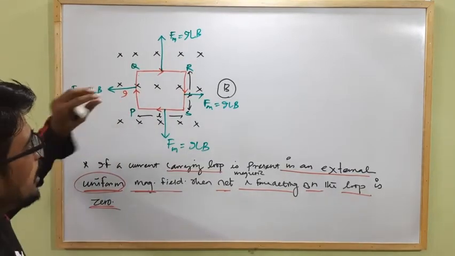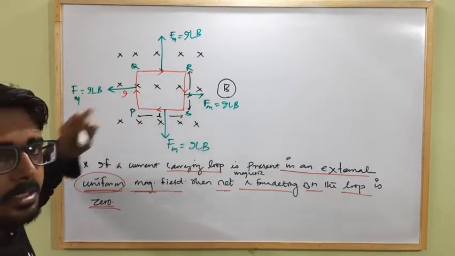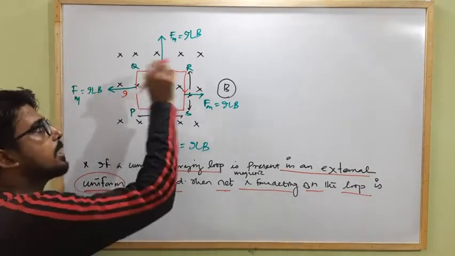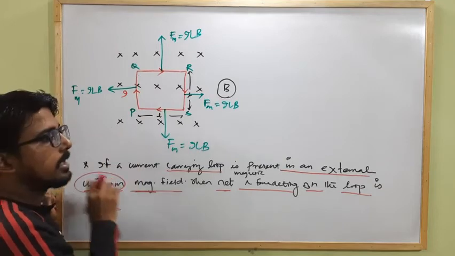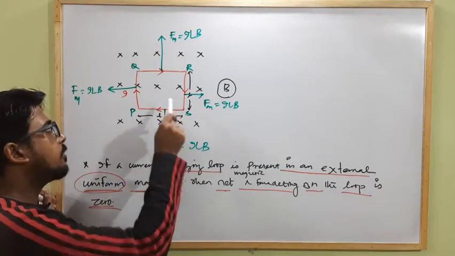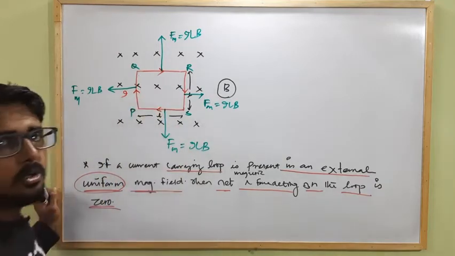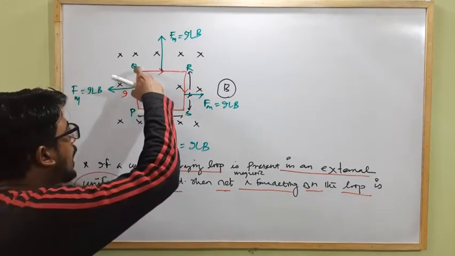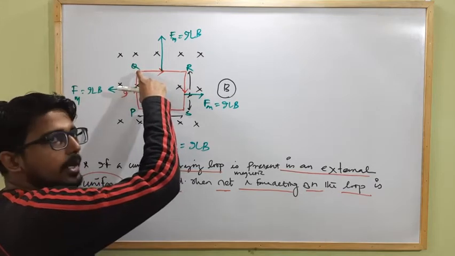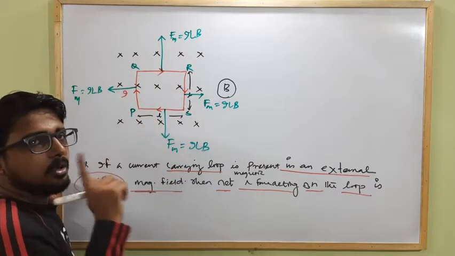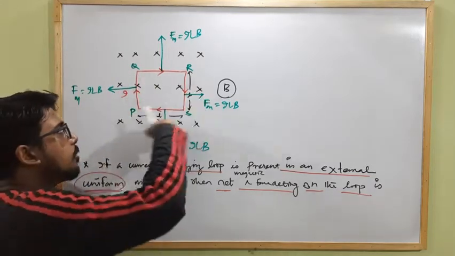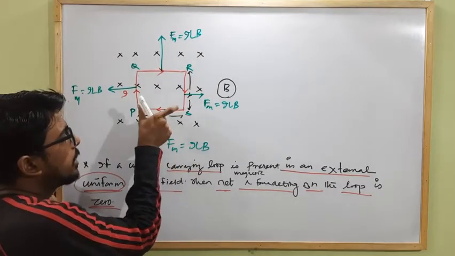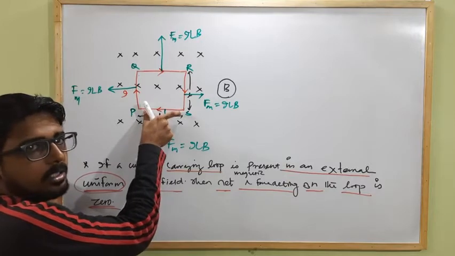So only when a current carrying loop is present in an external magnetic field and that magnetic field is uniform, that means at each and every point the strength and direction of the magnetic field is constant or same, then only the net force acting on the current carrying loop is 0. But the force acting on a segment or part of a current carrying loop is not 0. Net force, the sum of all the forces, is 0, but individually if I am considering this segment, then the net force acting on it is not 0.